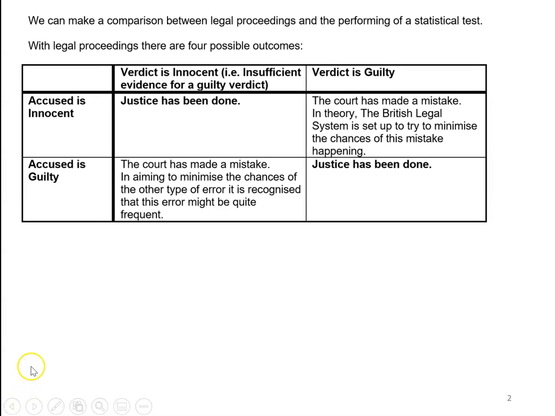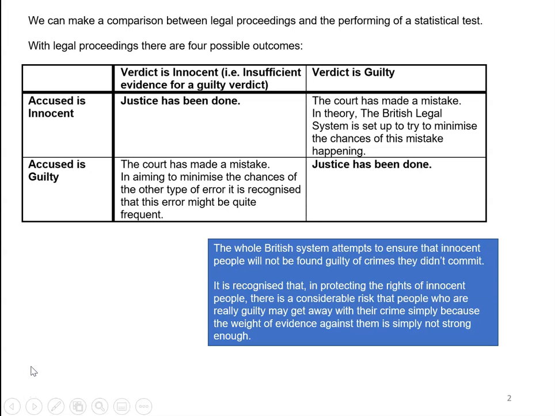Now, it is worth emphasising the fact that our system attempts to ensure that innocent people will not be found guilty of crimes they didn't commit. But in protecting the rights of innocent people, there is a considerable risk that people who are really guilty may get away with their crime simply because the weight of evidence against them is not strong enough.